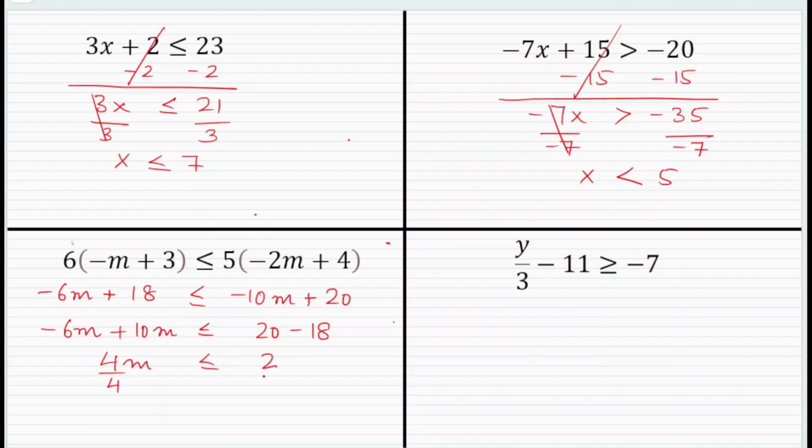Divide by 4 on both sides to eliminate this 4. I get m less than or equal to 1 half. So all the values less than or equal to 1 half will satisfy this given inequality.